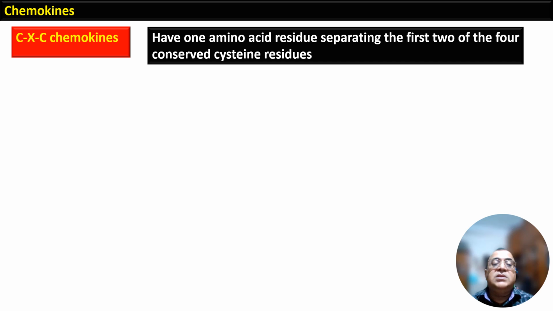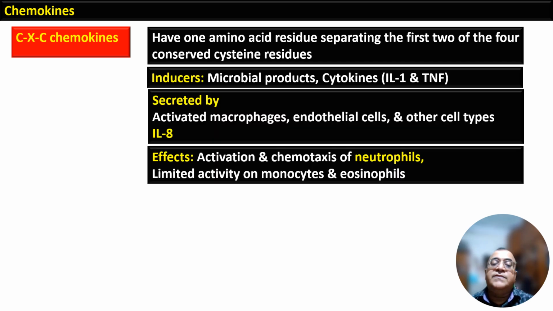So this CXC chemokine has one amino acid residue that is separating the first two of the four conserved cysteine residues. Microbial products, cytokines, interleukin 1 and TNF are their inducers, and they are secreted by activated macrophages, endothelial cells and other cell types. Their effect is chemotaxis of neutrophils, and they have also shown limited activity on monocytes and eosinophils.